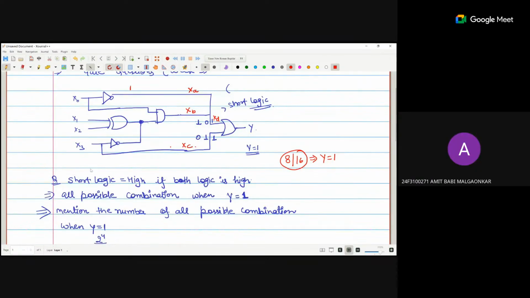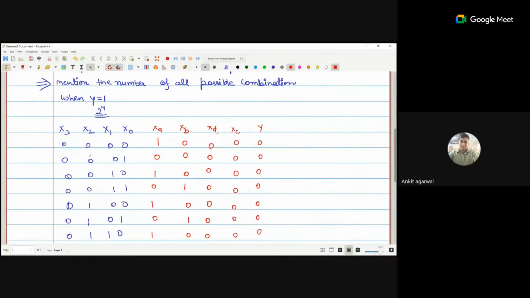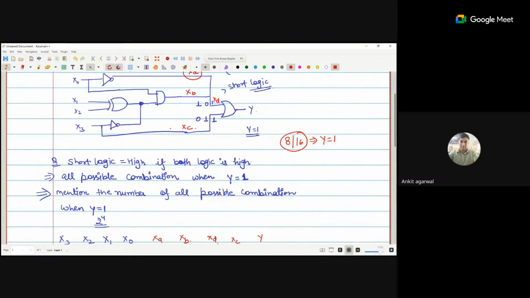Yes, sir. So basically, I just take some intermediate outputs XA, XB and XC. XA is just X naught bar, because we are using the NOT gate. So XA is just the inverse of X naught. Clear? Now XB. What is XB?